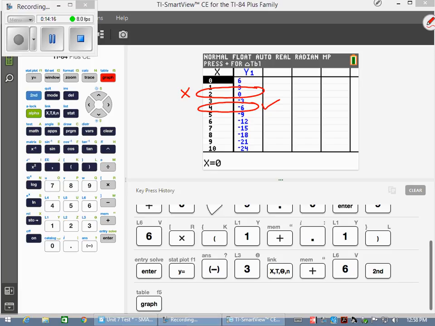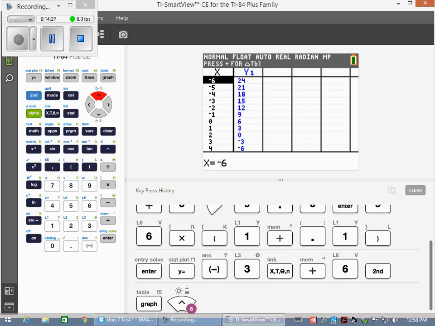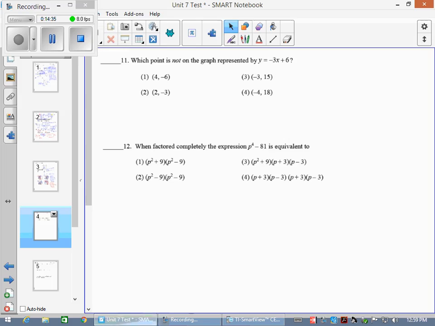I would go up towards the negative numbers just to show you that you can check all of these points. Negative 3, 15 is right here, and negative 4, 18 is right here. So 3 out of those 4 choices are on the line, except for choice 2. 2, negative 3 is not on this line.